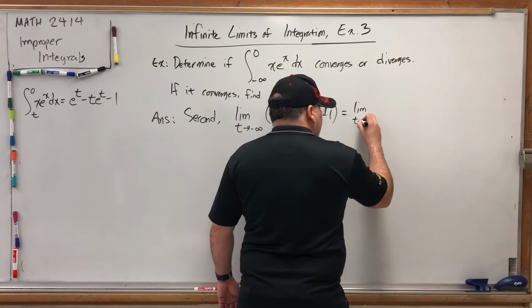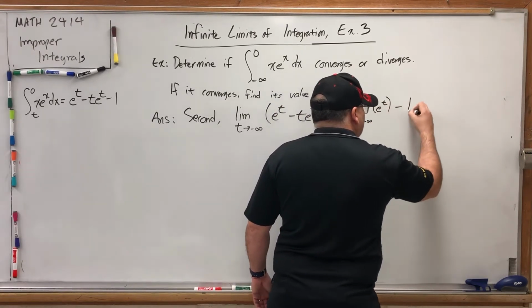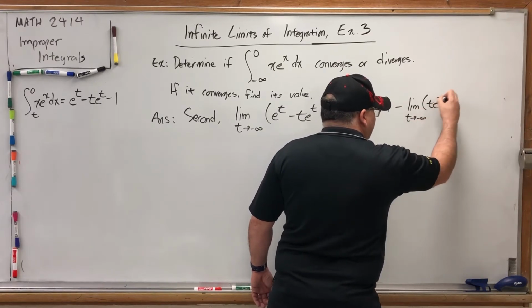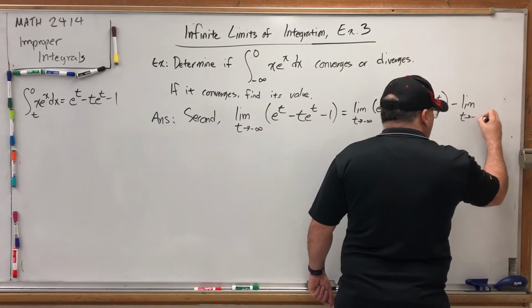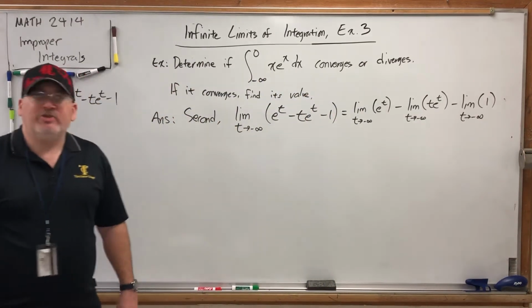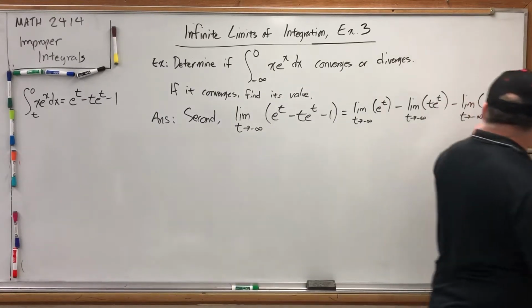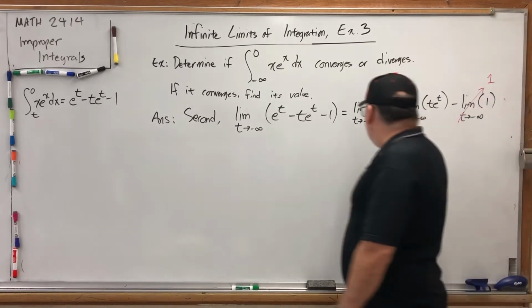Limit as t approaches negative infinity of e to the t, minus the limit as t approaches negative infinity of t e to the t, minus the limit as t approaches negative infinity of 1. 2 of these 3 limits are easy. The easiest one is the last one. This one is independent of the value of t, so it doesn't matter what t does, this limit is 1, so we're okay there. What about the first one?